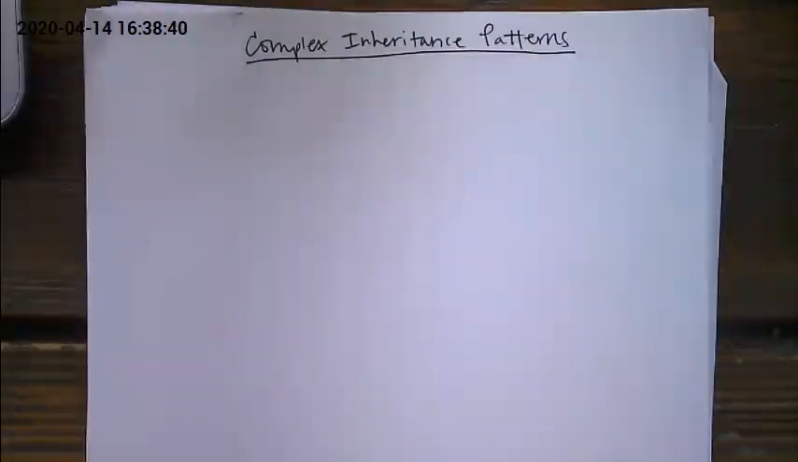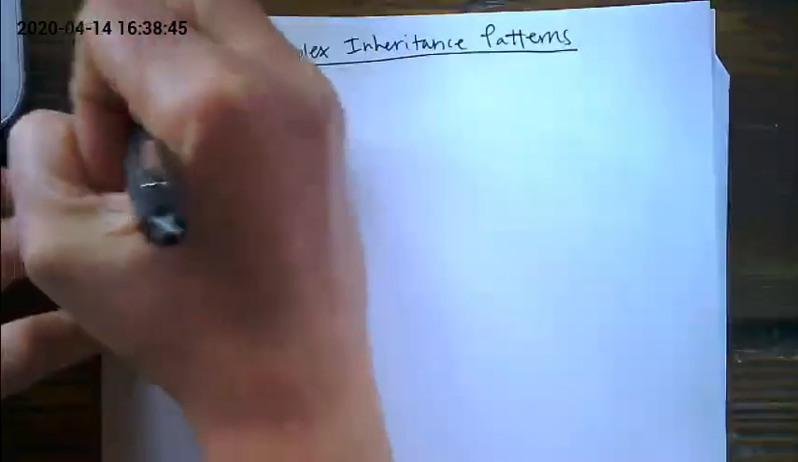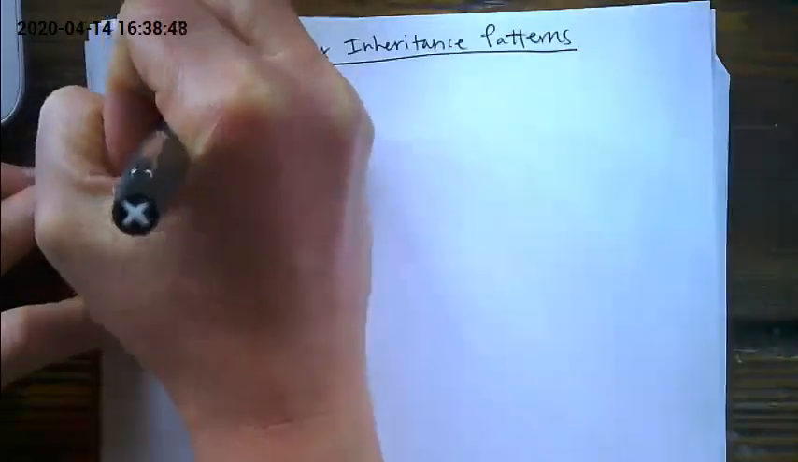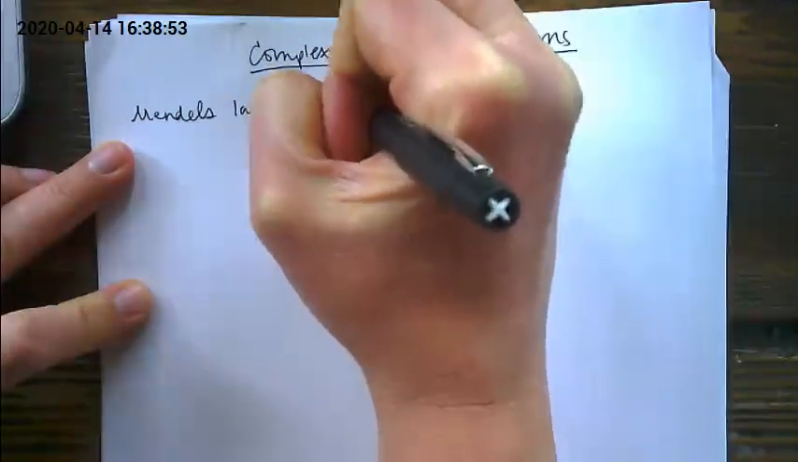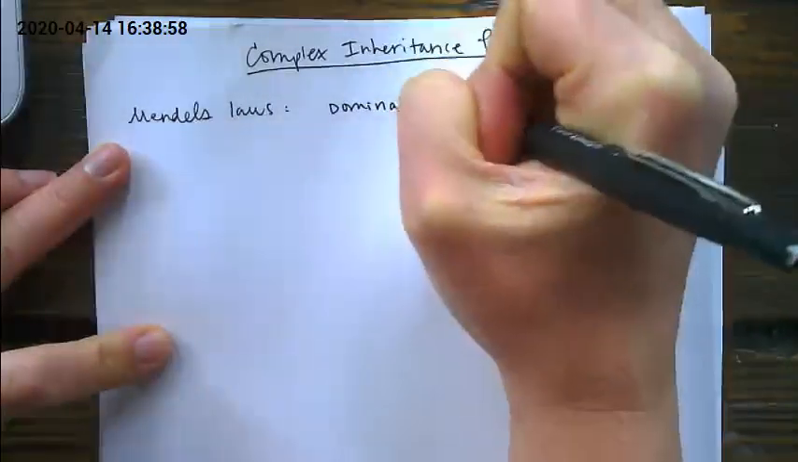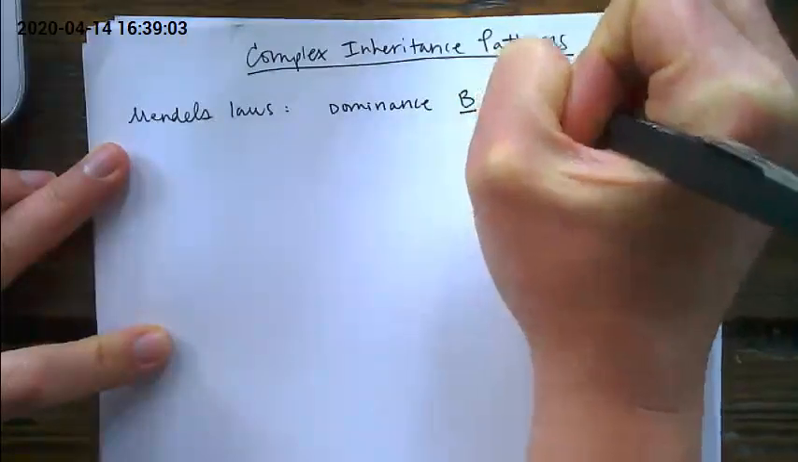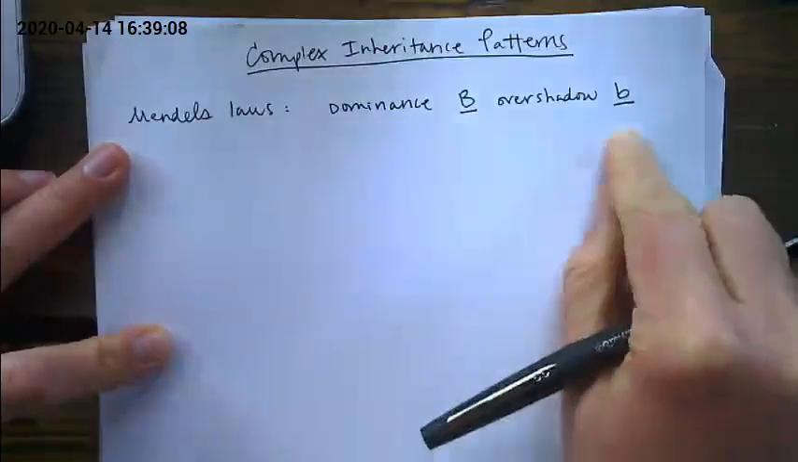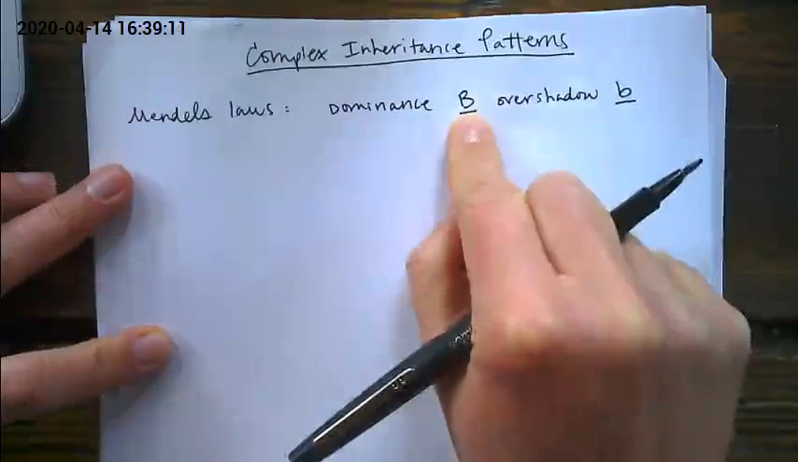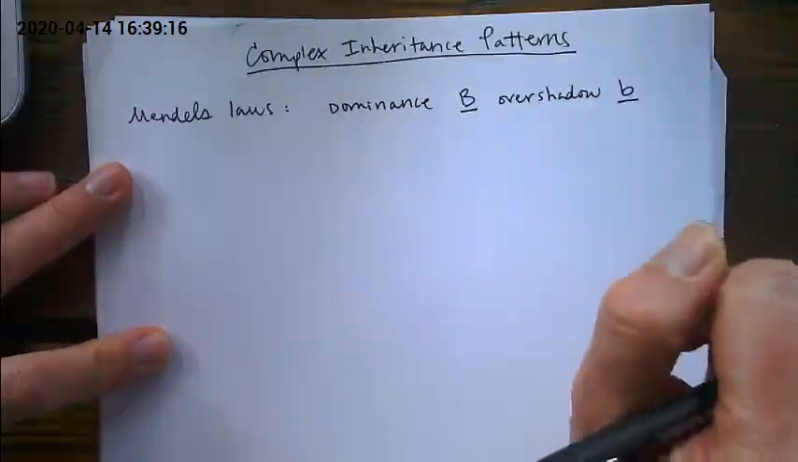Complex inheritance patterns. So the notes started off talking about Mendel's laws. We had the law of dominance. That just means there are some traits that overshadow other traits, and we call those overshadowed traits recessive. So if there's ever a presence of a dominant letter, then that's going to overshadow the recessive trait.